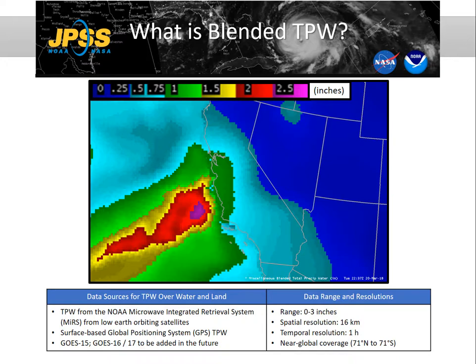A blended TPW example is shown, observing an atmospheric river that led to heavy precipitation and flooding near central California on 20 March 2018. High moisture content greater than 2-inch TPW values is depicted in the red and purple colors. The product exhibits near global coverage, covering from 71 degrees north to 71 degrees south, has a 16-kilometer spatial resolution along with an hourly temporal resolution.